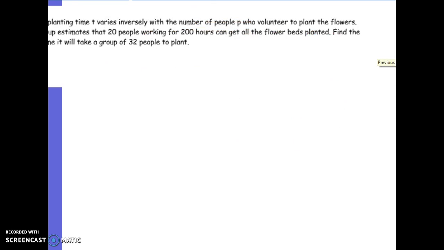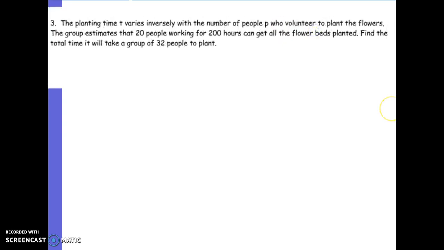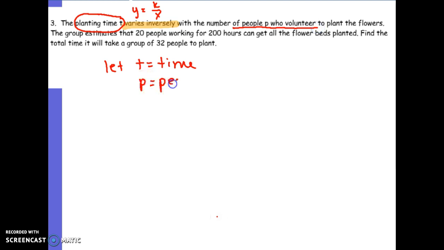The next one says the planting time T varies inversely with the number of people who volunteer. So we're letting T be the time, and we're varying inversely, so we think of y is equal to k divided by x. Let P be equal to the people. Let's rewrite the equation with T and P instead of x and y: time T varies inversely with the number of people.